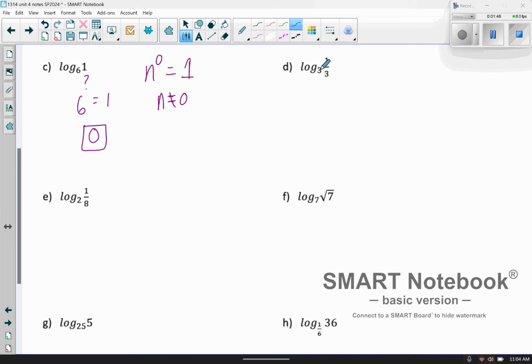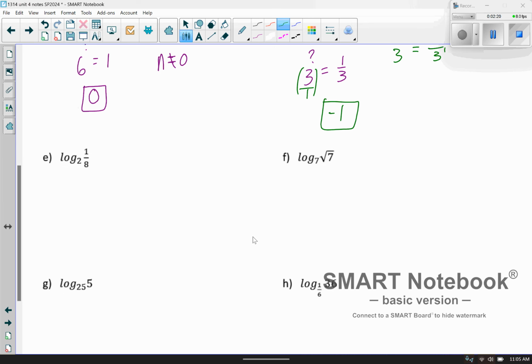Now we're going to get a little more interesting. 3 to what power would give us 1/3? Once again, you have to recall your properties of exponents. Somehow this became the reciprocal, right? It got flipped. Negative exponents are what cause a flip. So the answer is -1, because if you have 3 to the power of -1, you take the reciprocal, and then that becomes a +1, which gives you 1/3.